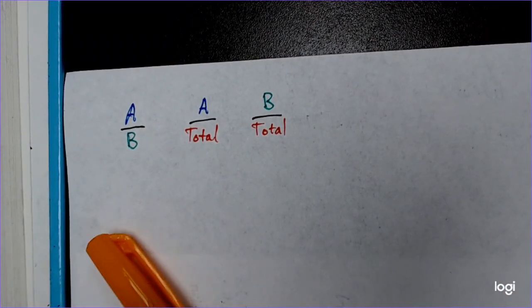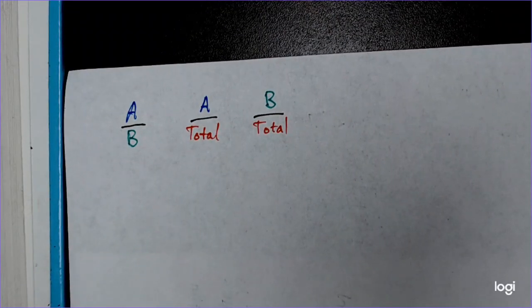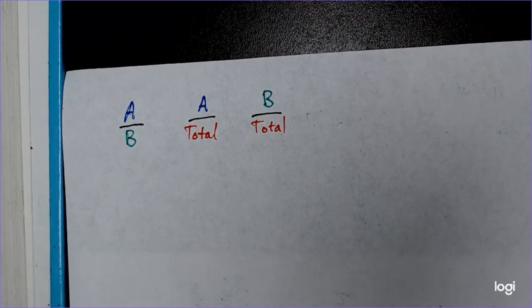So we need to understand the three ratios and then how to, what's the word, how to solve them, use them, right? I'm having trouble with English today.